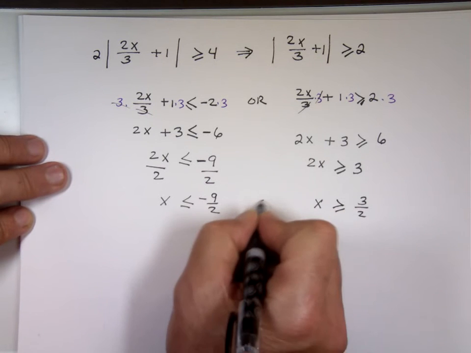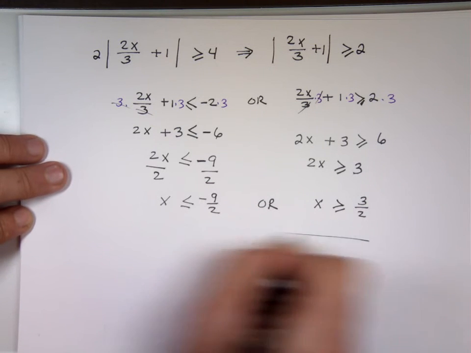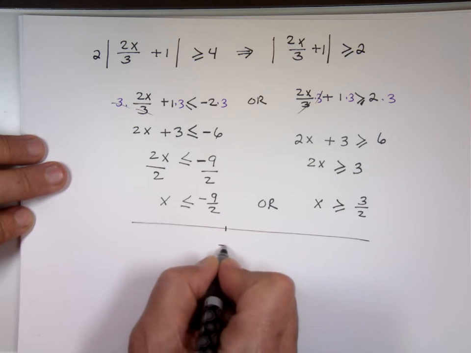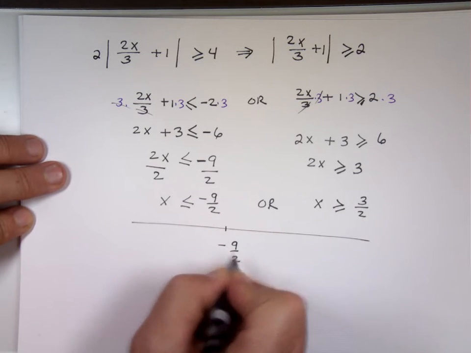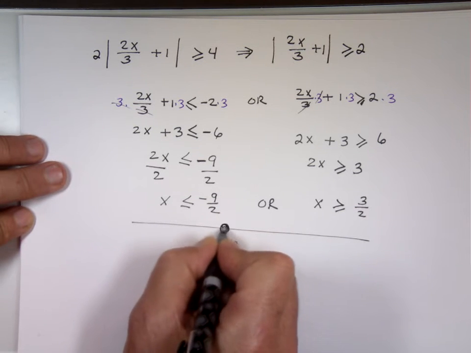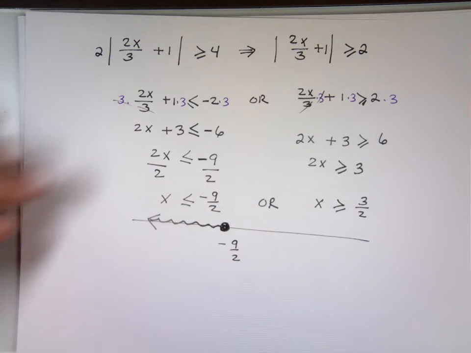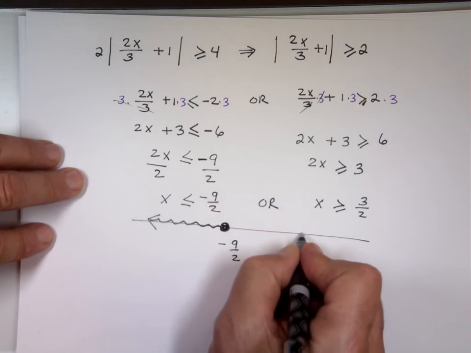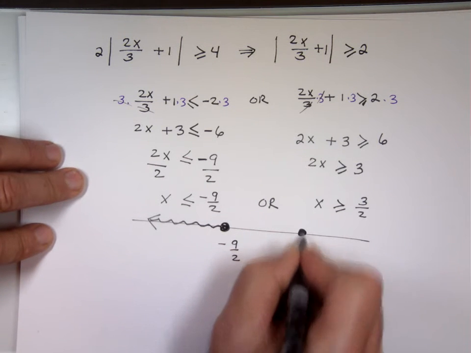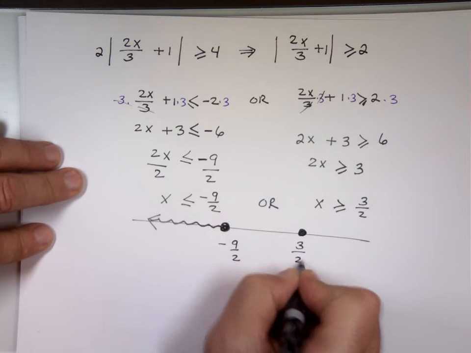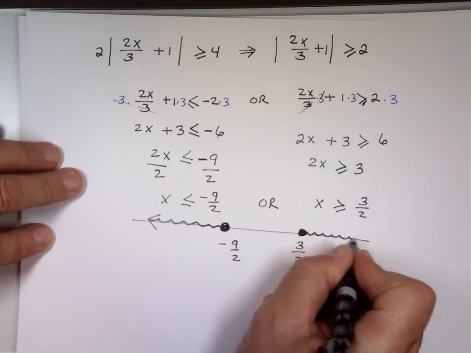Again, that's an OR. So when you graph that, this is the negative 9 over 2. Include that and less than. This is the 3 over 2 here. Include that. And to the right, greater than.